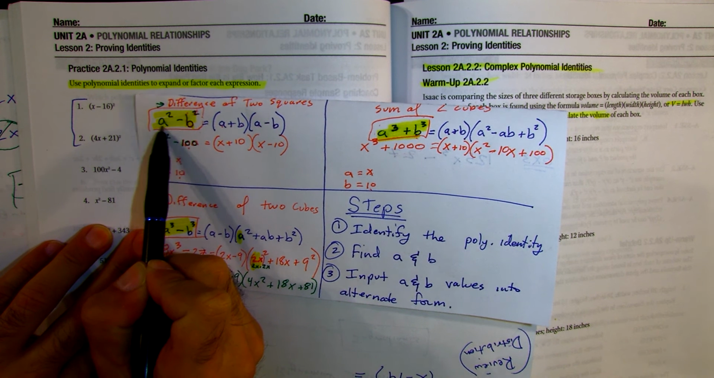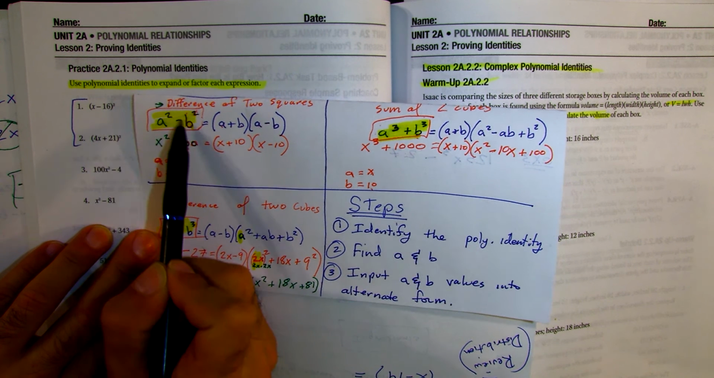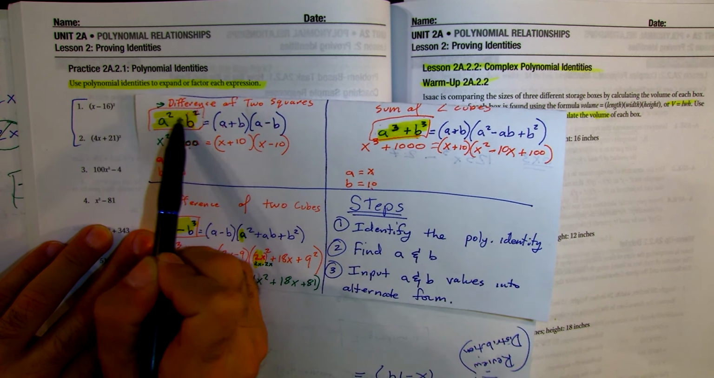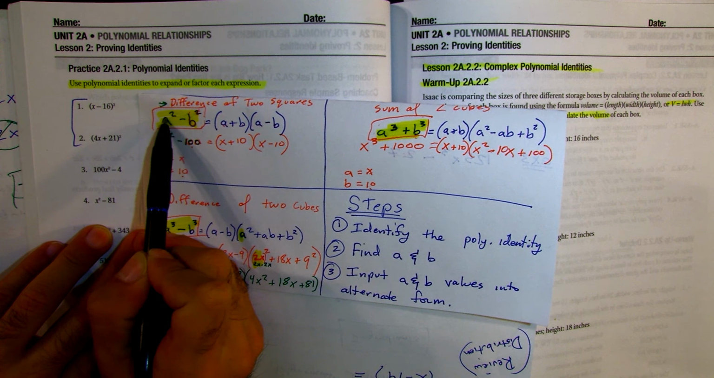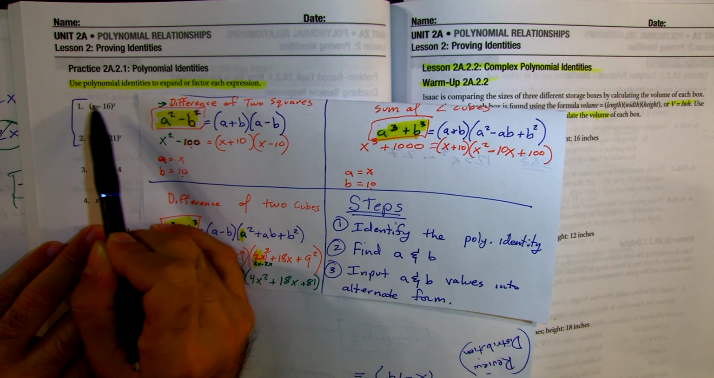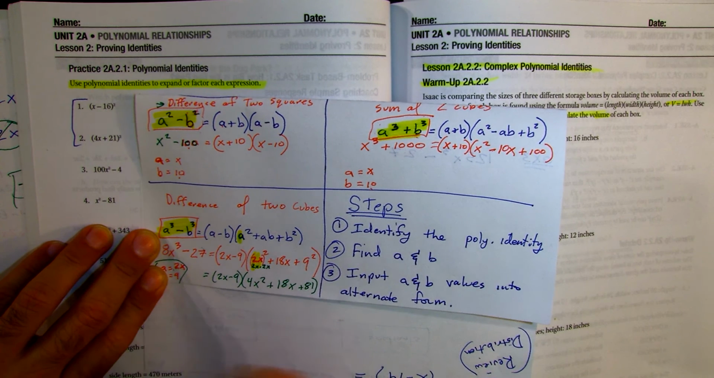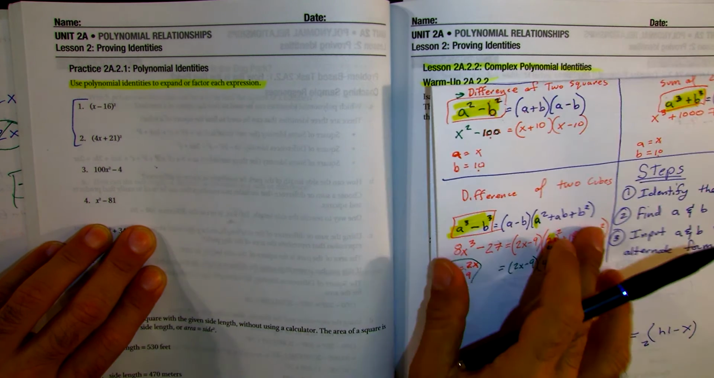Because look, the squared is applied to the quantity. Here, the difference of two squares is subtraction between the terms, but it would be the first term being squared, the second term being squared. We don't have that situation here. It's the entire quantity being squared. So for this kind of problem, we're not going to be able to use the identities, but we're going to do this.